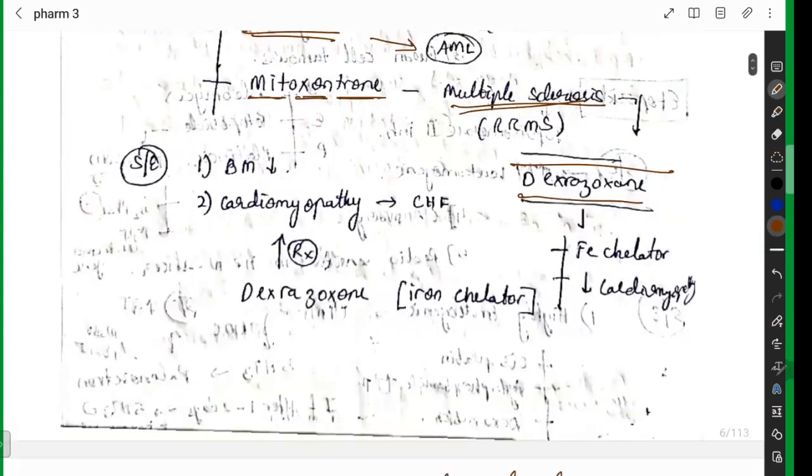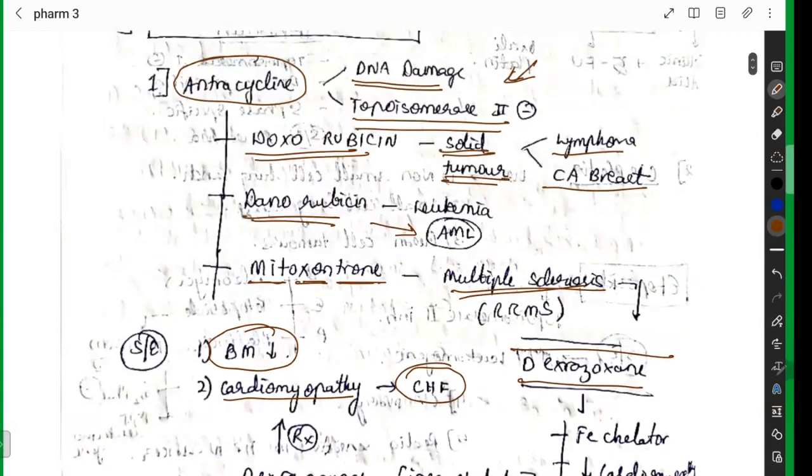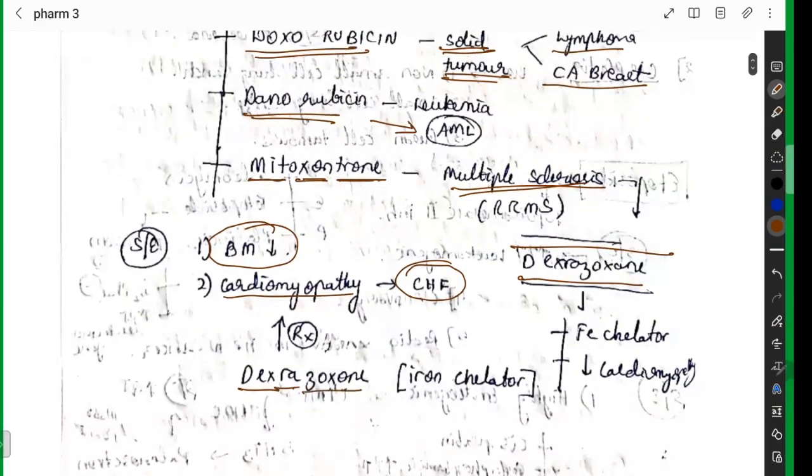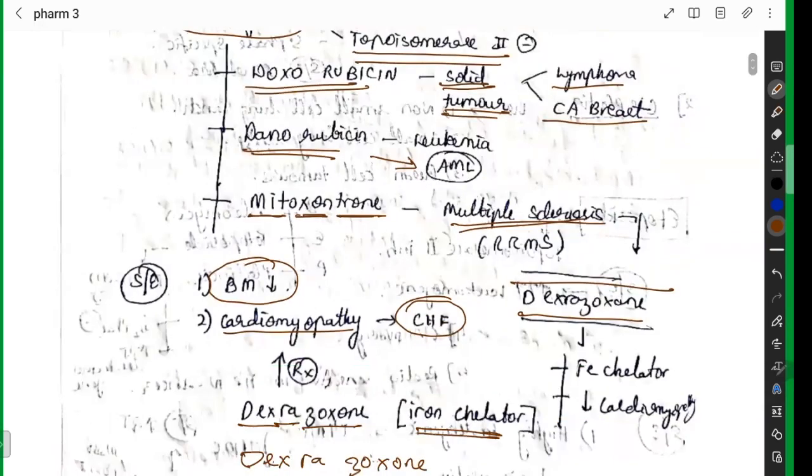Now moving towards the side effects: bone marrow suppression, cardiomyopathy leading to congestive heart failure. In that case, what is the drug you're going to give? You have to prevent the excessive action of anthracycline. You're going to give dexrazoxane. They are going to be an iron chelator. When you give it in a patient with cardiomyopathy due to the anti-tumor antibiotic, it prevents the excessive action of the anti-tumor antibiotic. What is the drug? It is going to be your dexrazoxane.